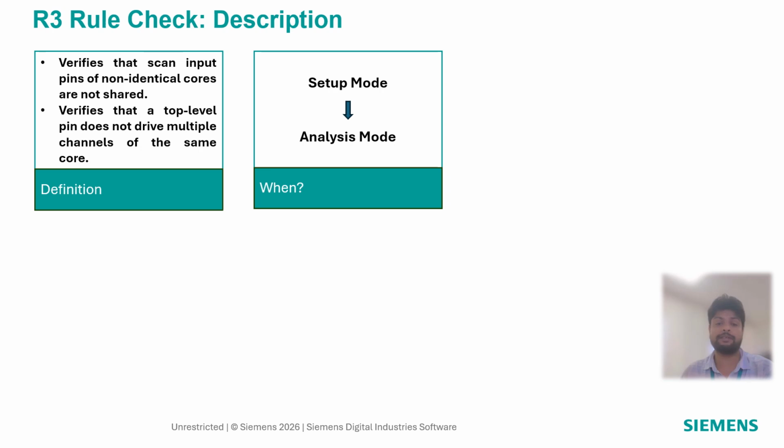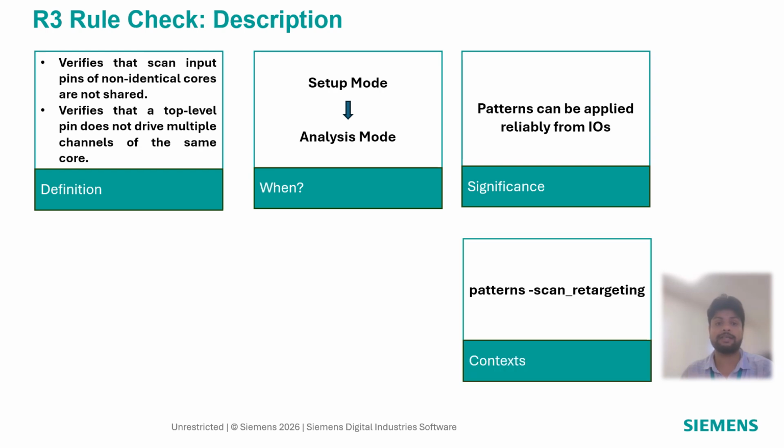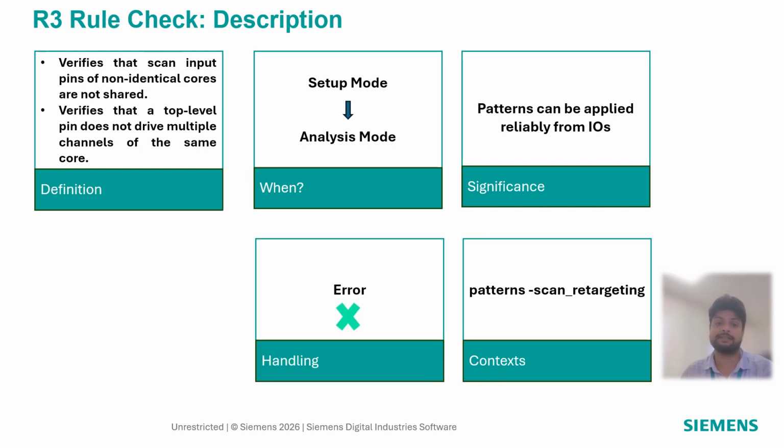R3 is reported when the tool switches from setup mode to analysis mode during scan DRC check. Significance of R3: to satisfy the condition of controllability and observability from a scan perspective. R3 can occur in context patterns, subcontext scan retargeting. R3 is always treated as an error.